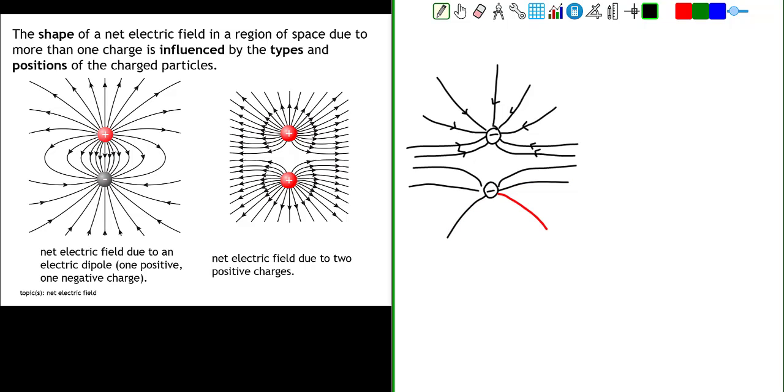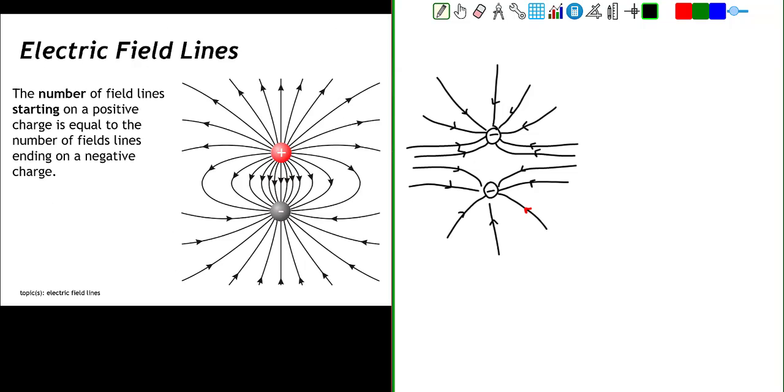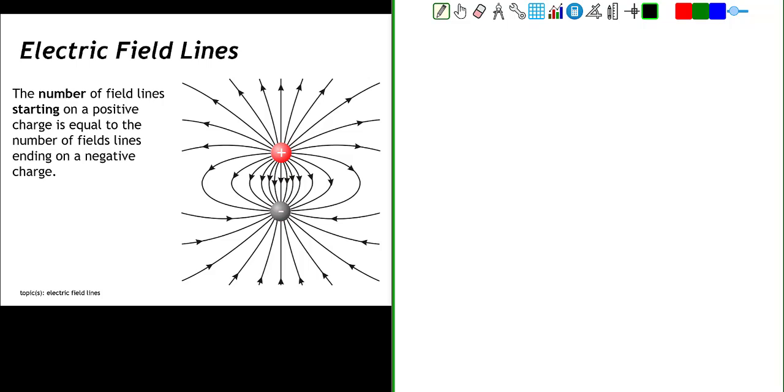The reason why they're drawn ending on the negative charge is because, once again, if we had our positive test charge, it would experience a force that would be directed tangent to the electric field vector, or the electric field line at that point. Now let's look at our dipole arrangement. The number of field lines starting on a positive charge is equal to the number of field lines ending on a negative charge.